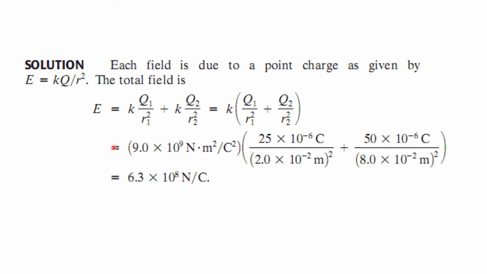It's the reason why we have the total electric field at point P is equal to 9 times 10 to the power 9 times 25 times 10 to the power minus 6 over (2 times 10 to the power minus 2) squared, plus 50 times 10 to the power minus 6 coulombs divided by (8 times 10 to the power minus 2 meter) squared, which gives this total electric field at point P to be 6.3 times 10 to the power 8 Newton per coulomb.